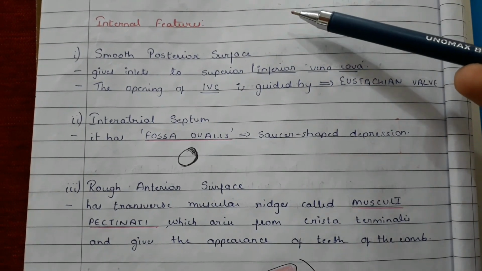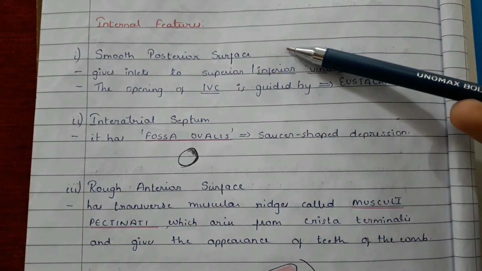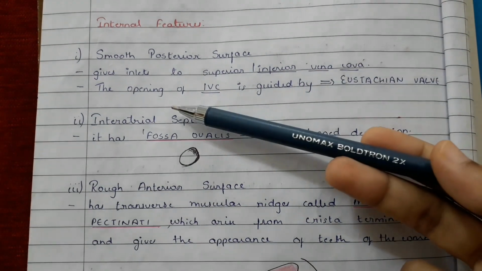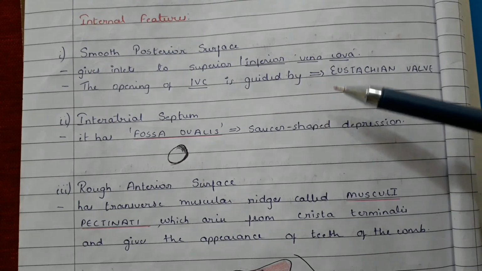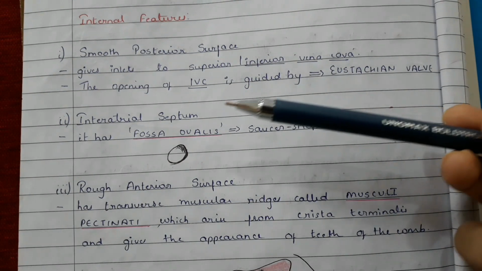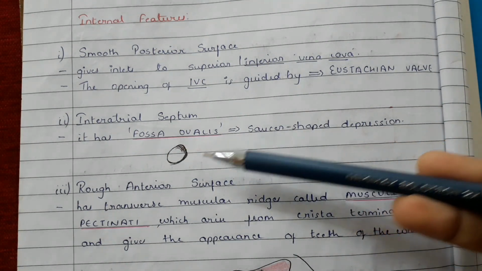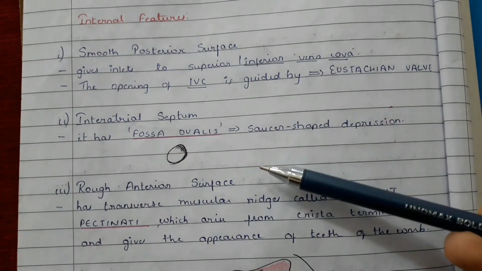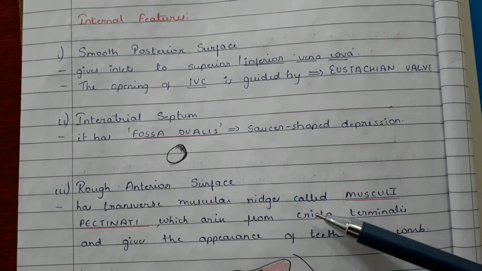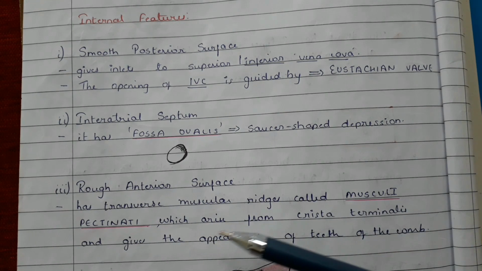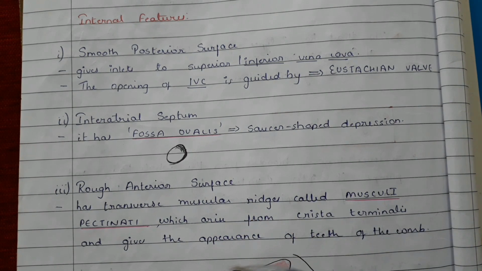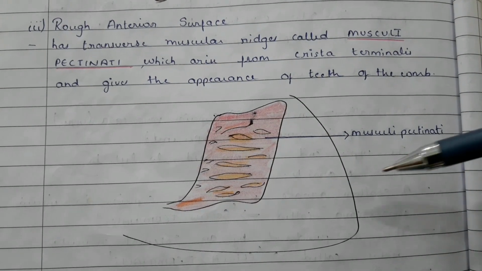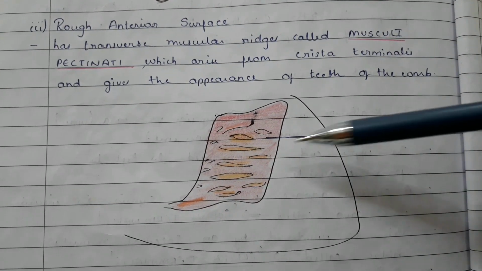Internal features of the right atrium. It has a smooth posterior surface which gives inlets to the superior and the inferior vena cava. The opening of the inferior vena cava is guarded by the Eustachian valve. The interatrial septum has the fossa ovalis, which is a saucer-shaped depression. And the rough anterior surface has transverse muscular ridges called the musculi pectinati, which arise from the crista terminalis and give the appearance of the teeth of a comb. So these are the muscular ridges which are called the musculi pectinati.